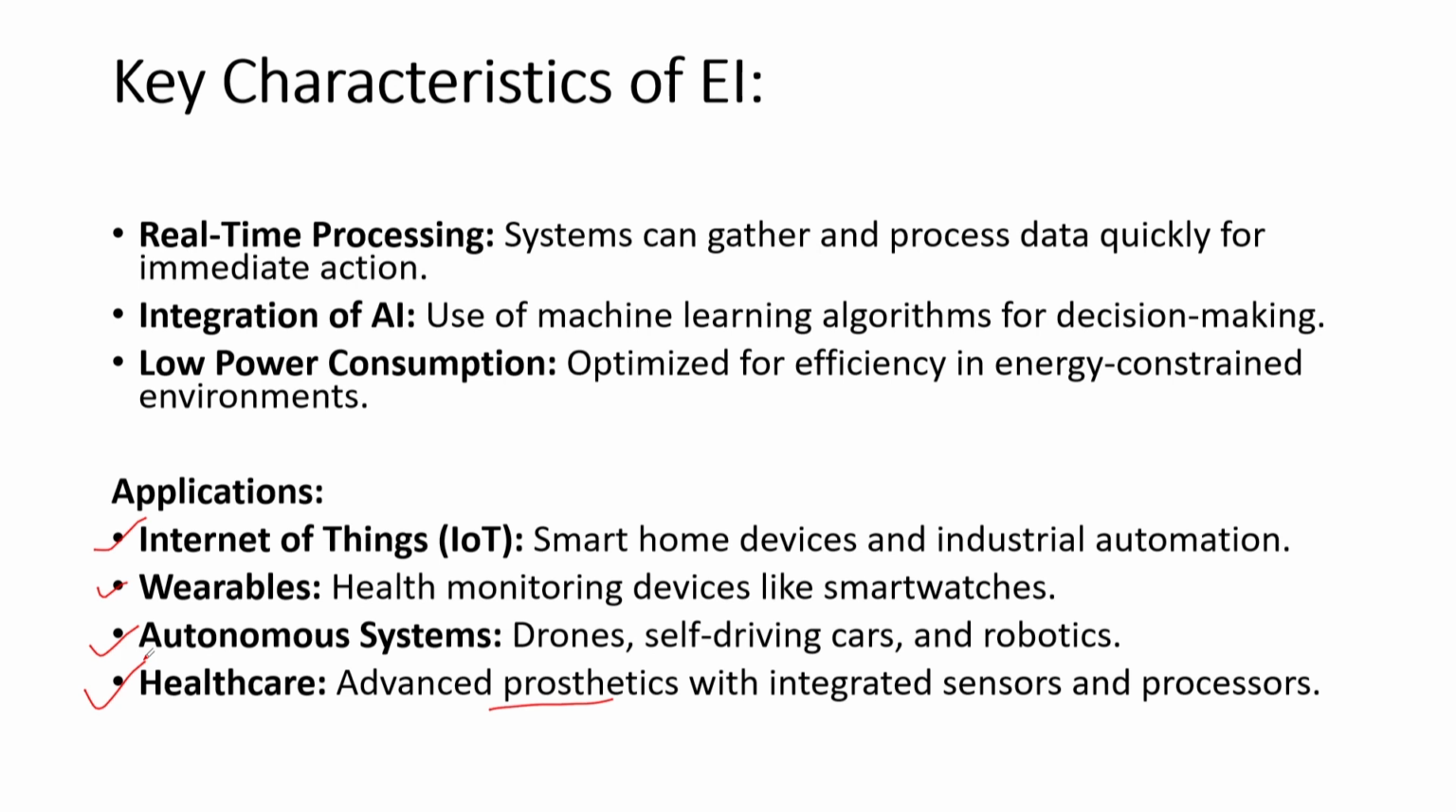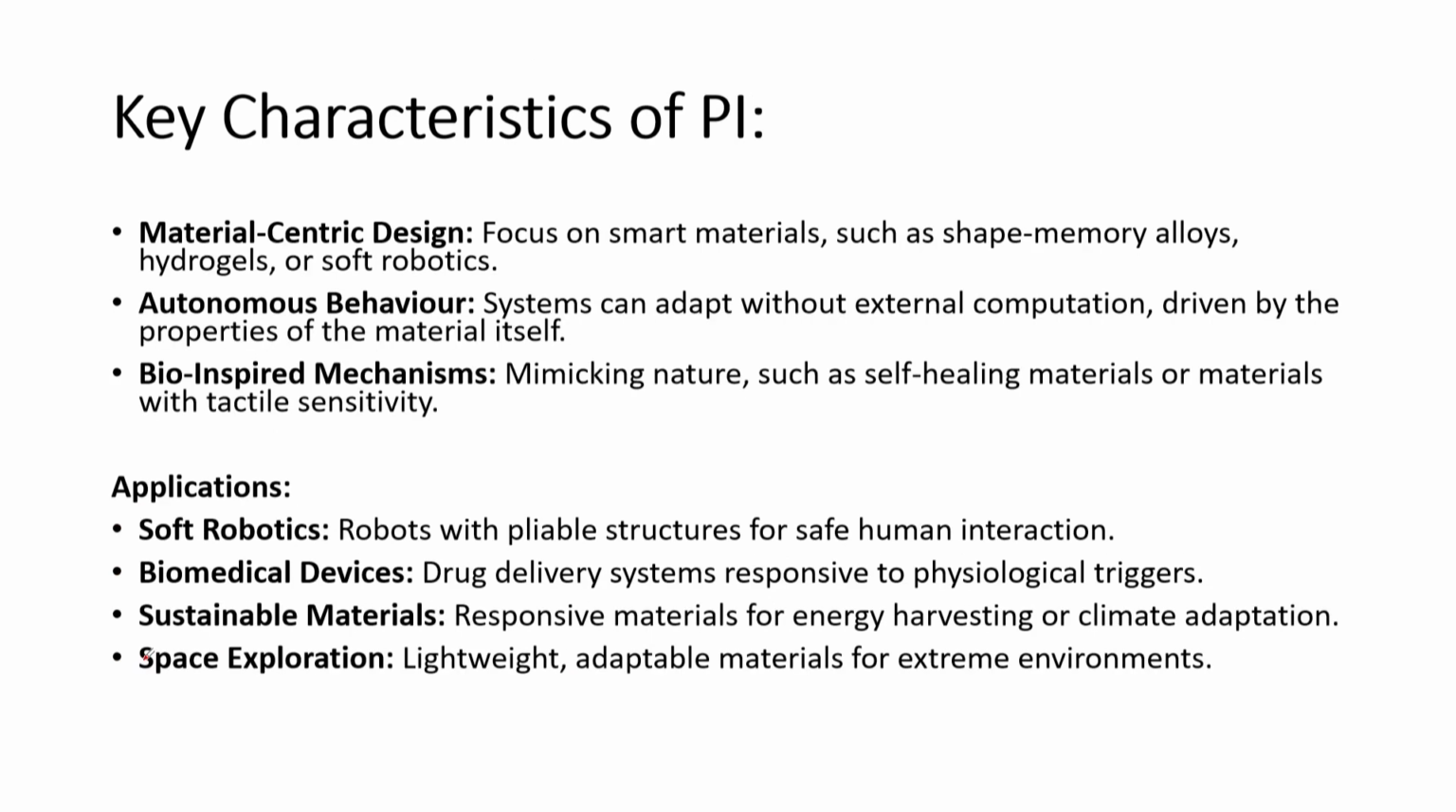Now, if I look into PI, the key characteristic of PI is that it is material centric design. PI, or physical intelligence, focuses on smart materials, some examples being shape memory alloys, hydrogels, and soft robotics. I talked about the application of shape memory alloy in the last lecture. So this is one important thing: PI actually talks about material getting involved in the design. So, it is a material centric design.